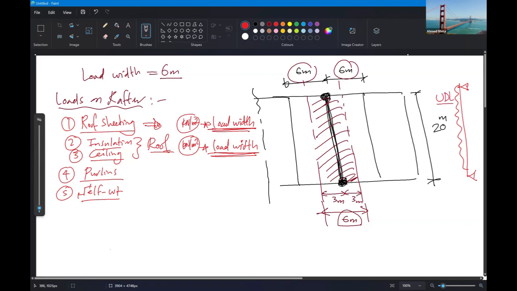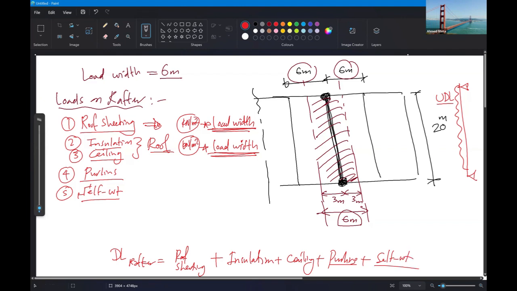So let's say the dead load on the rafter will be roof sheeting plus insulation plus ceiling plus purlins weight plus self weight. All should finally be in kilonewton per meter. This is the final unit to find the load as a UDL.